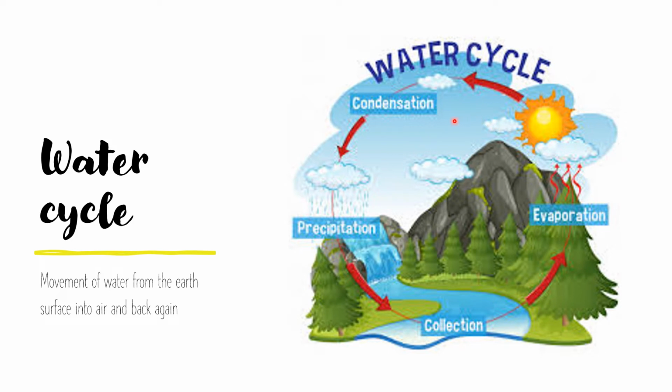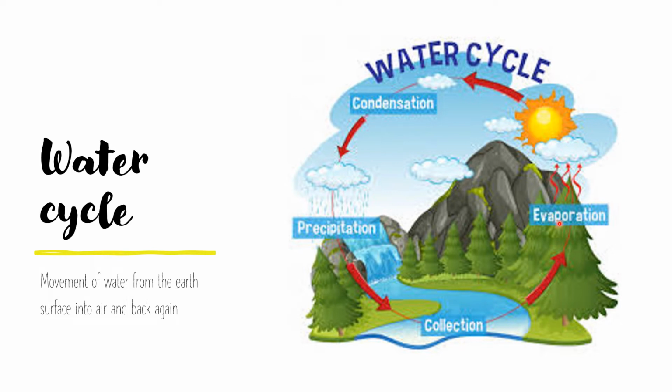change into tiny water droplets. That is the condensation step. These water vapors change into water droplets, which means the gas is changing again into liquid. Which is the gas? The water vapor. And which is the liquid? The water drops or water droplets.